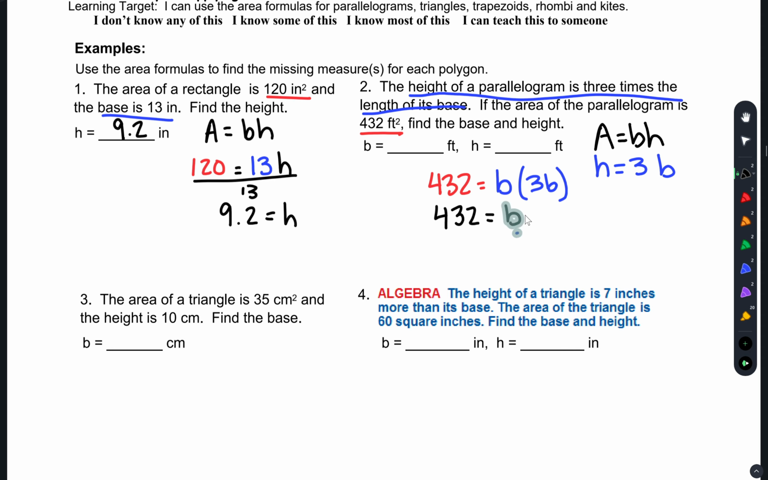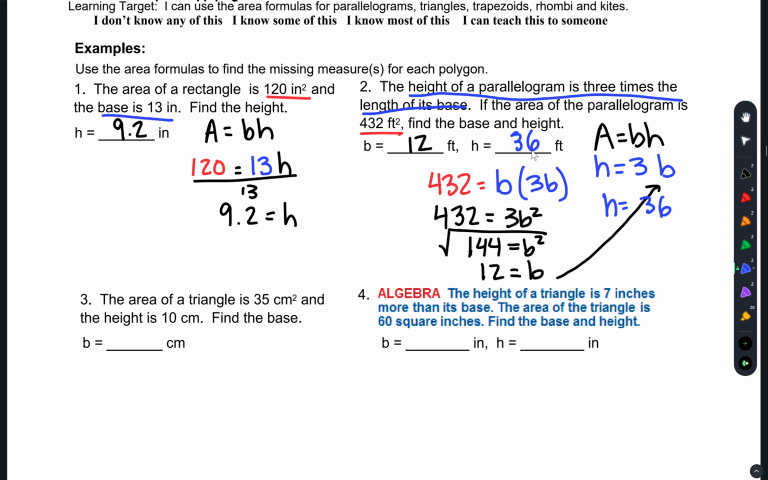And again, order of operations here, divide by 3 to get 144 equals b squared. Square root both sides to get your base is 12 feet. Do not forget to go back and plug that 12 feet in to find that the height is 36 feet, 3 times 12. Questions on that? I'm not doing anything too crazy.